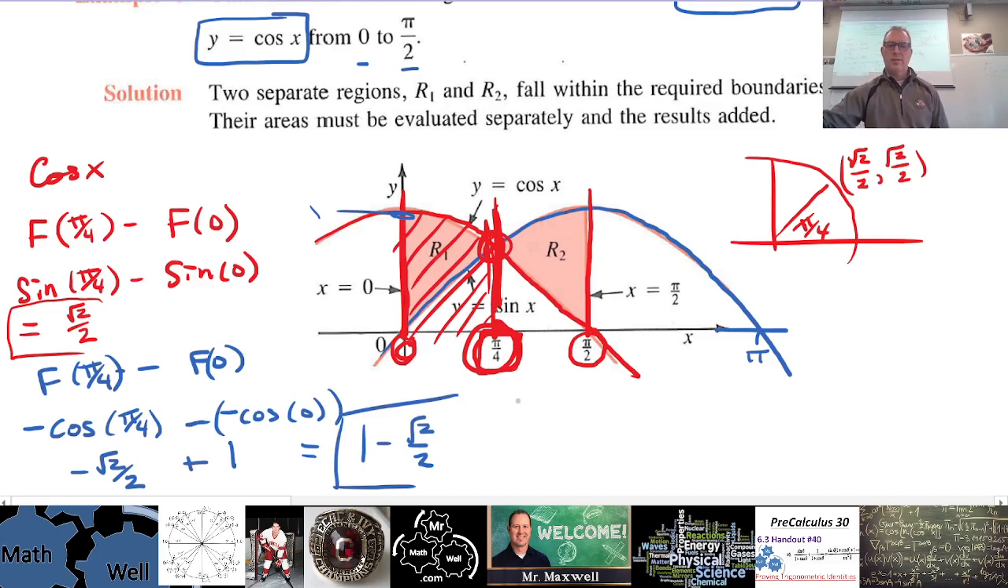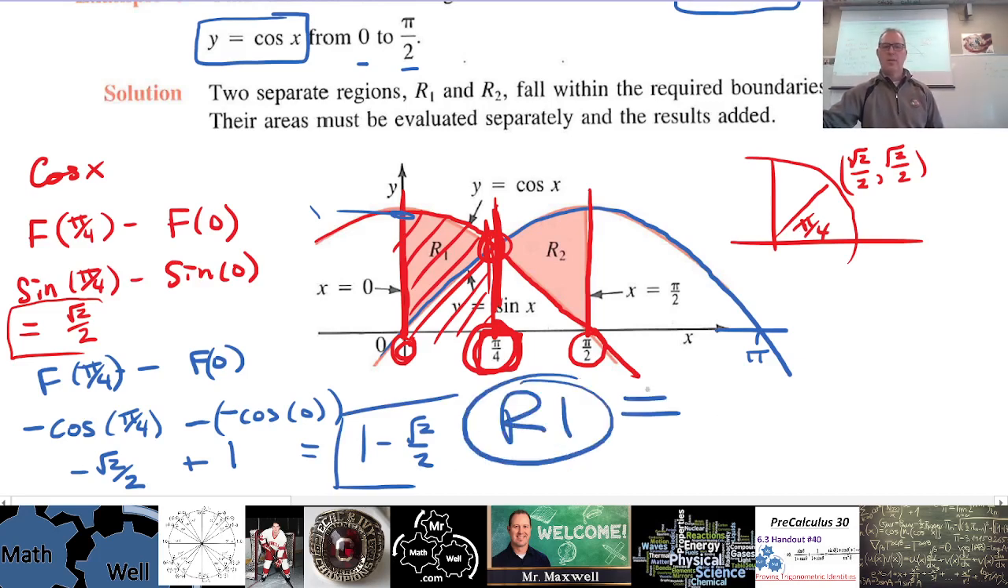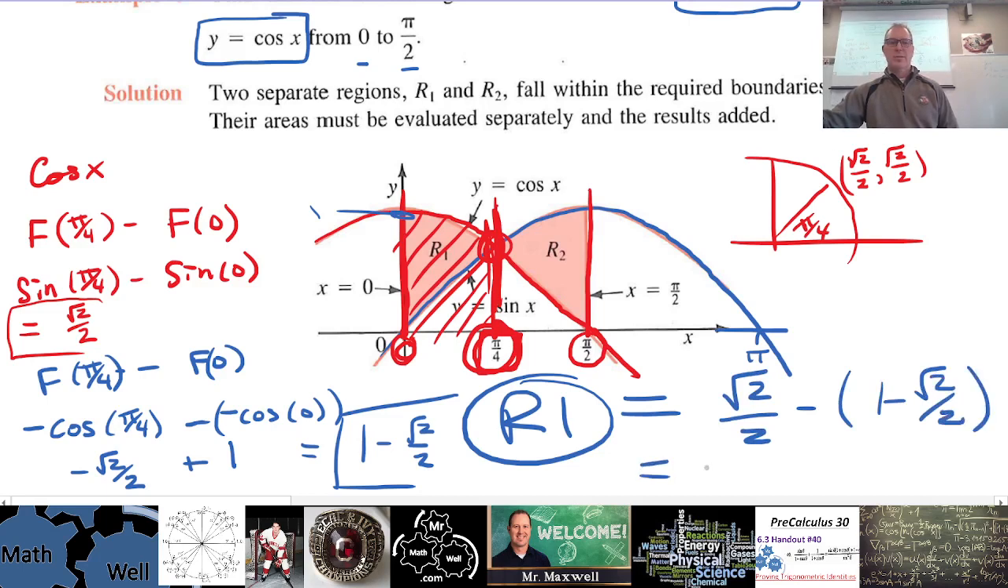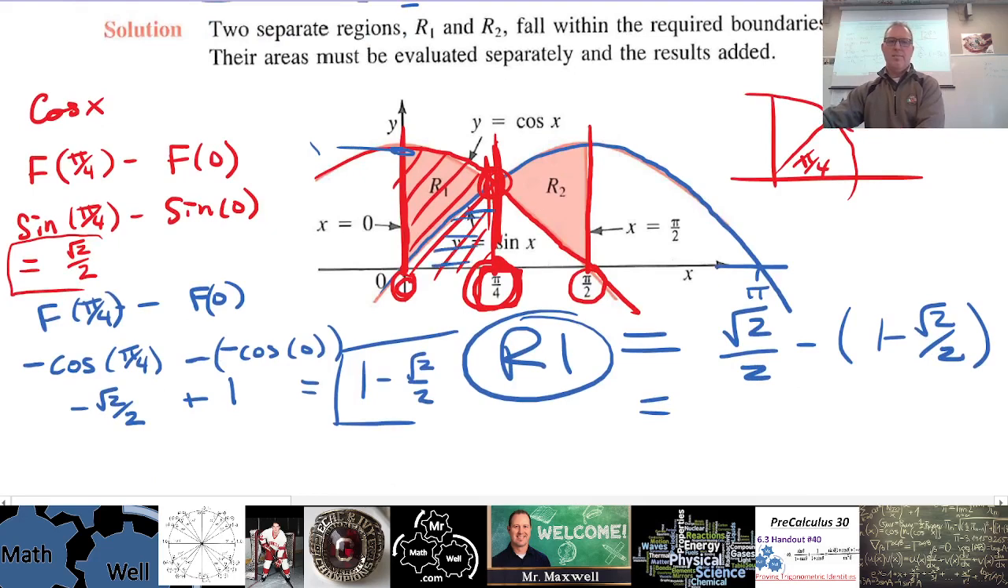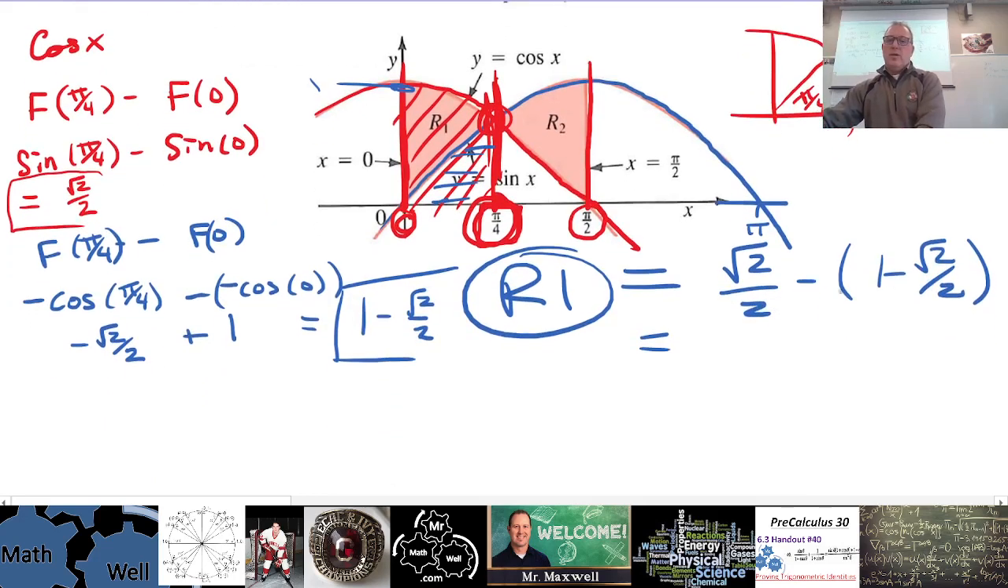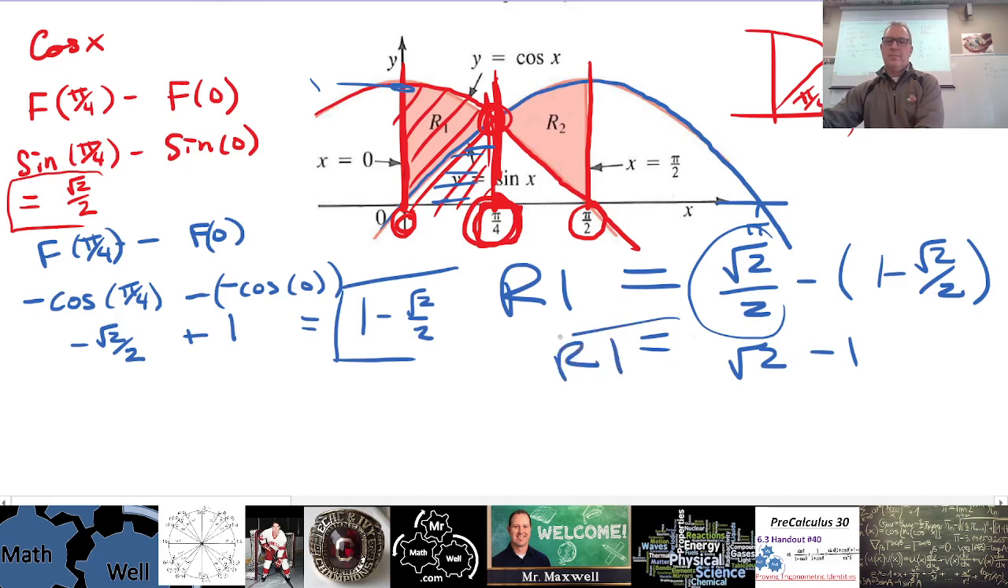So this R1 is going to be root 2 over 2 minus (1 minus root 2 over 2), because that's the top, and then here's the blue bottom. So you've got root 2 over 2 plus root 2 over 2, so that's just root 2, and minus 1. Root 2 minus 1. So that's R1, and we're half done.